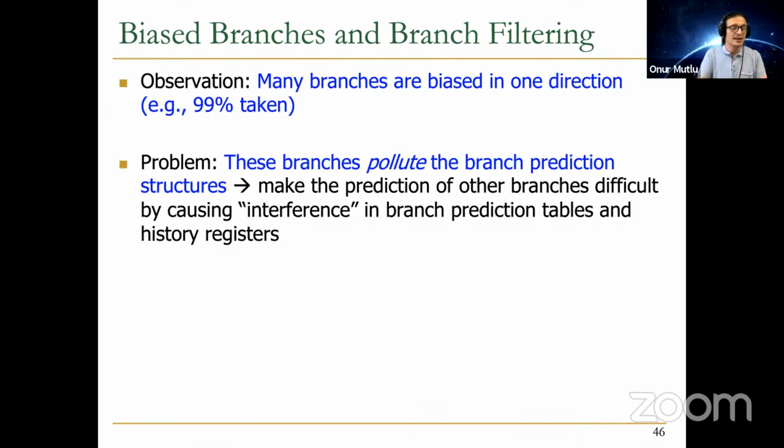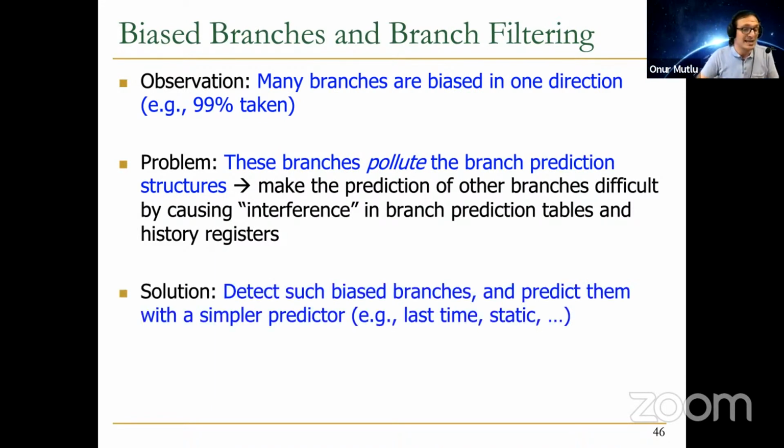What does this mean? This means that they make the prediction of other, more difficult to predict branches even more difficult by causing interference in the branch prediction tables and history registers. So these are really easy to predict. But if you use the same structures as other branches go through, they actually pollute the branch prediction structures. So they make the hard to predict branches potentially even harder to predict.